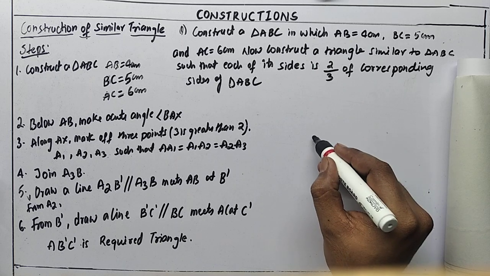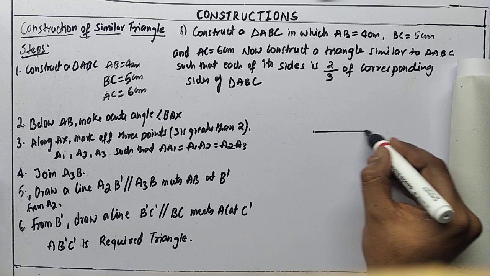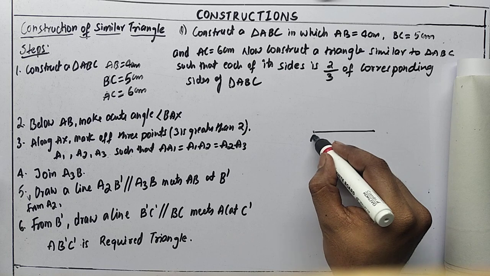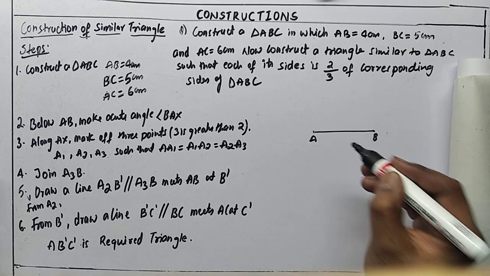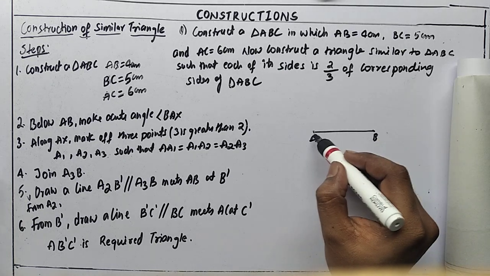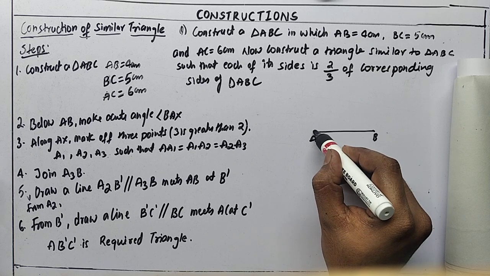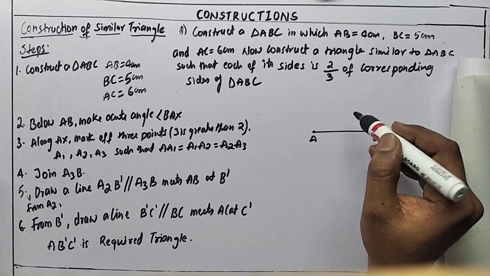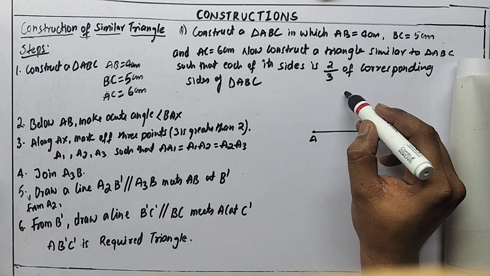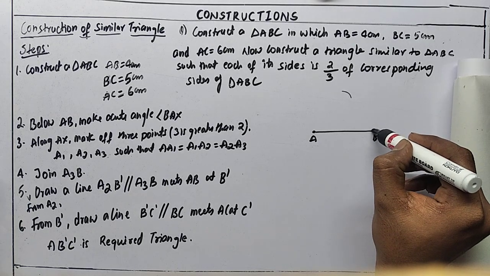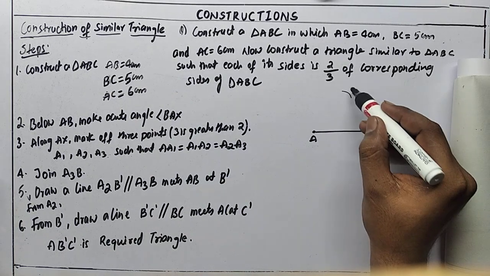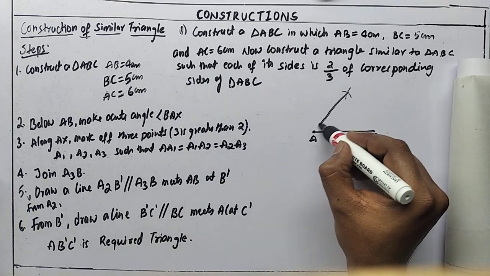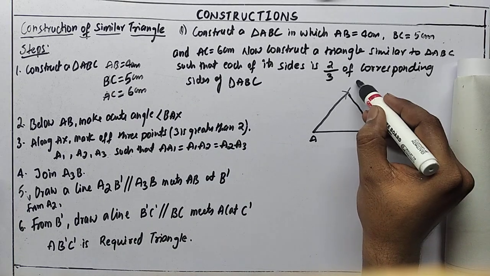What you need to do is draw a line segment AB of 4 centimeters. Next, with A as center, mark an arc at a radius of 6 centimeters. Then with B as center, mark an arc at a radius of 5 centimeters. So you will get a triangle ABC.